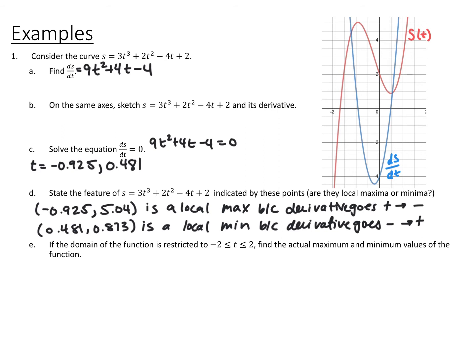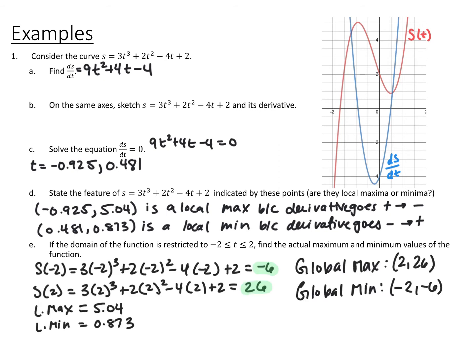So go ahead and pause the video and try part E. So the first thing I did was I found the y-coordinates at negative 2 and positive 2 for the original function, and the y-coordinate at negative 2 is negative 6, and the y-coordinate at positive 2 is 26. And then our local max from part D was a y value of 5.04, and our local min was a y-coordinate of 0.873. So we want to find the absolute biggest out of the 4 of these, which is 26.